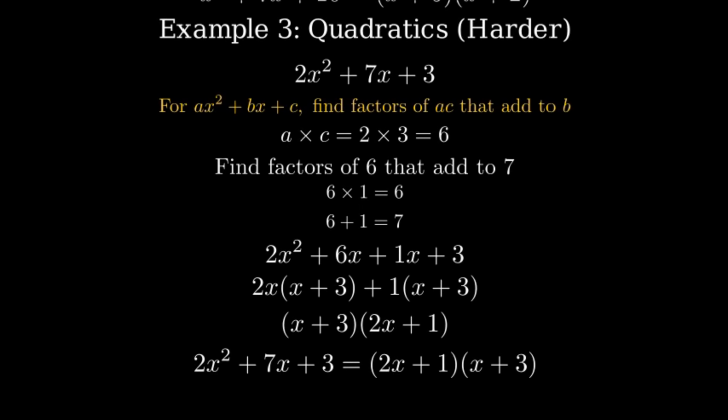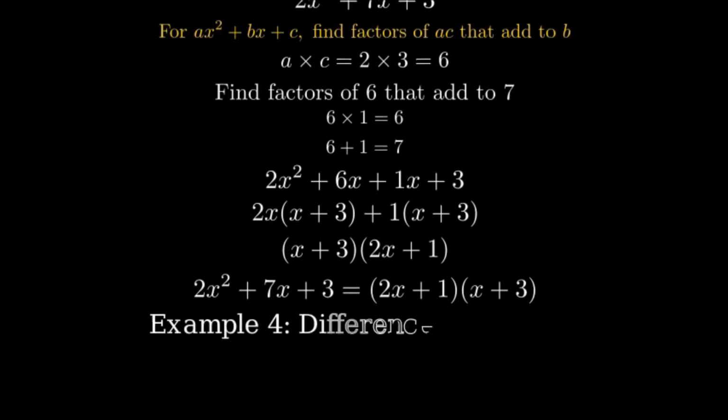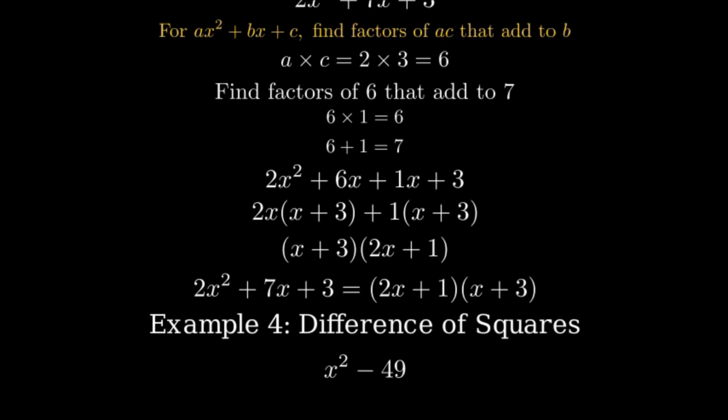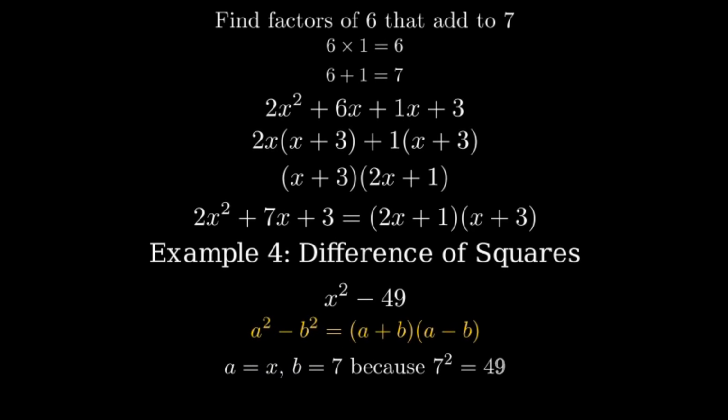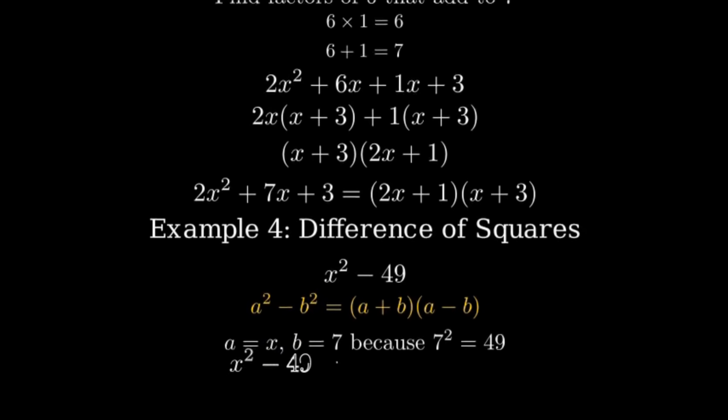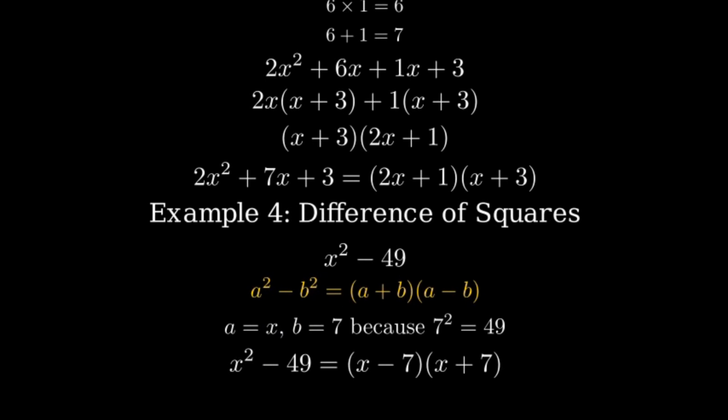Now, let's look at the difference of squares. We have x squared minus 49. The difference of squares formula is a squared minus b squared equals (a plus b) times (a minus b). Here, a is x and b is 7 because 7 squared is 49. So, x squared minus 49 can be factorized as (x minus 7) times (x plus 7).